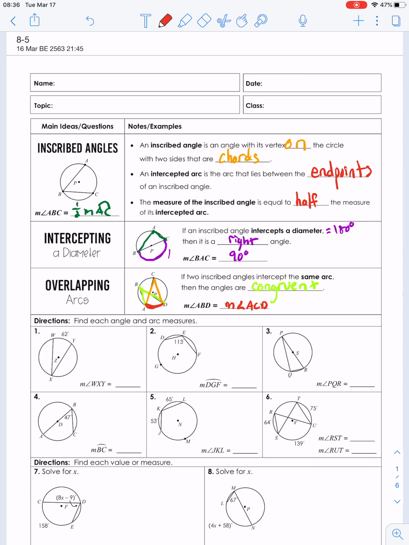Okay, so let's do some examples. I'm going to do all the odd ones. And when we get to class and you guys have any questions, I can go over any more of these if you need. So here we go.